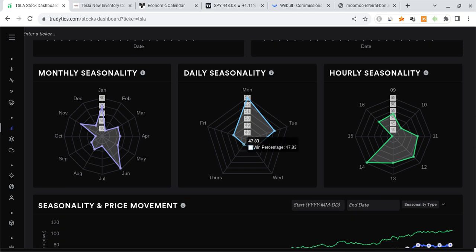On Thursdays, Tesla's green about 47.8% of the time. It's not the best day historically, but we tend to see more volume and a lot more volatility during the third and also during the sixth hour of the trading day. So watch it very carefully during those time frames.